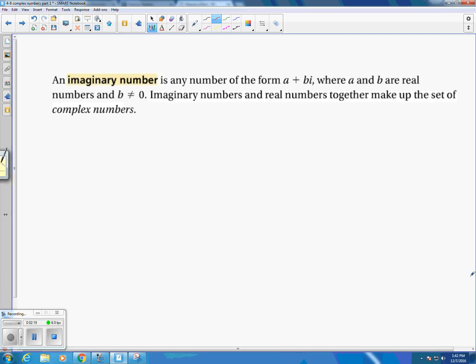So an imaginary number is a number of the form a plus bi, where a and b are real numbers and b does not equal 0. The imaginary numbers and real numbers together make up the set of complex numbers.